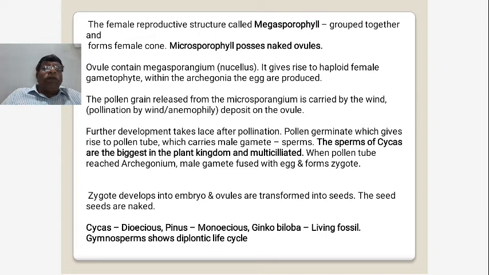When the pollen tube reaches the archegonium, fertilization takes place. The male gamete fuses with the egg and forms the zygote. The zygote develops into the embryo and the ovules are transformed into seeds. The seeds are naked.